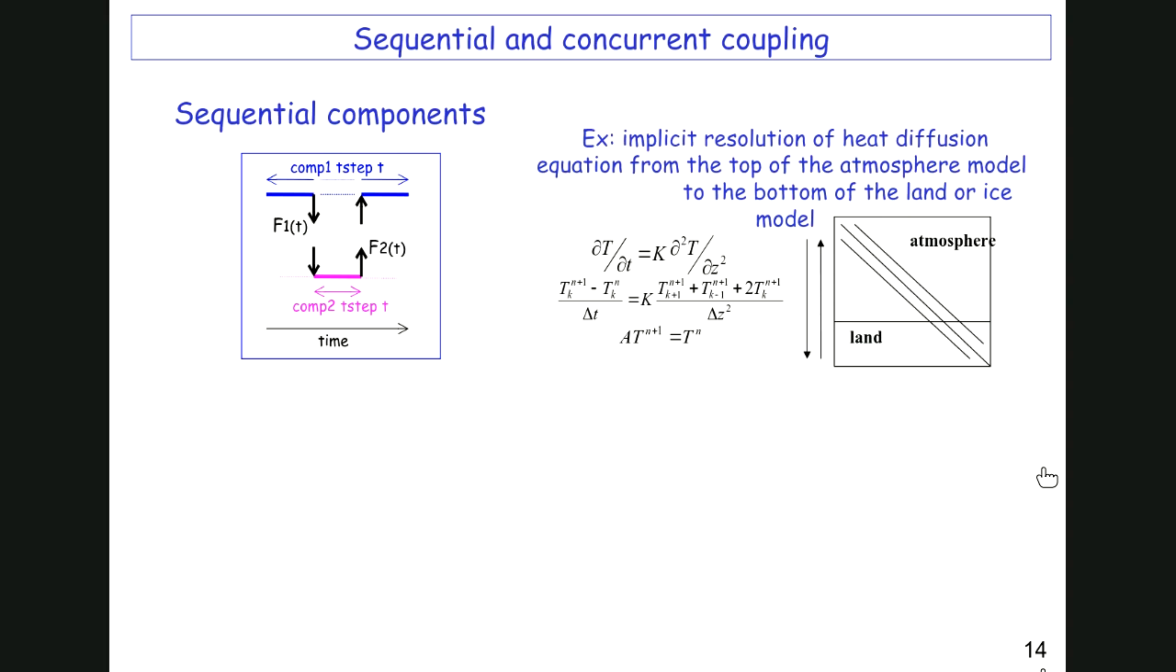So the question is, how can one determine the number of cores needed for a particular simulation? That's a very general question, and I will not answer with a definite number. I'm just trying here to show you the different aspects that you have to take into account to determine the optimal number of cores for each component.